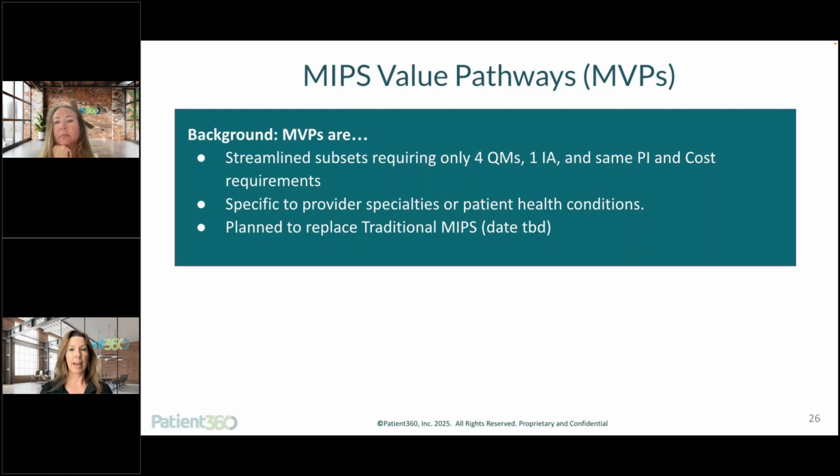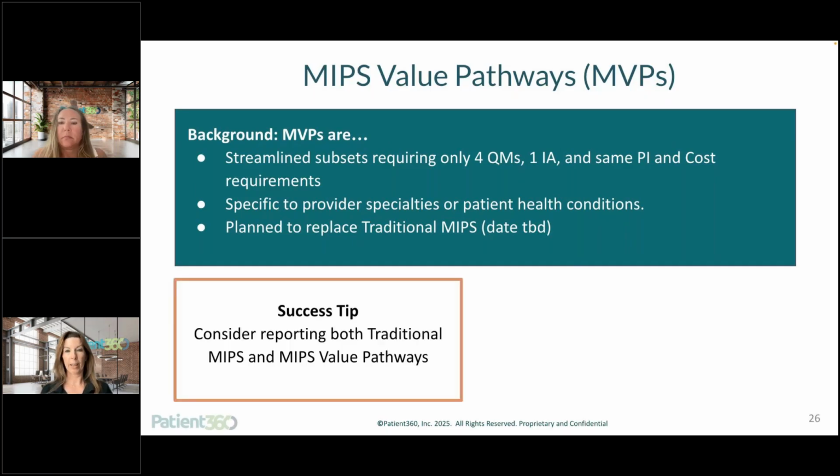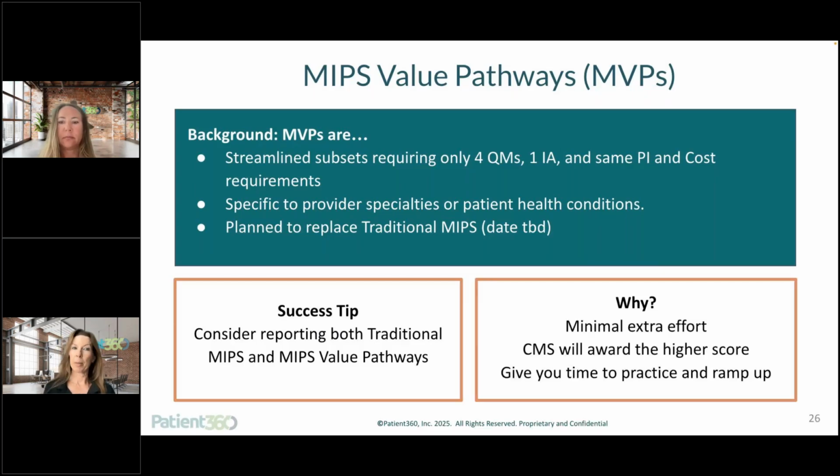We can't say that enough, so we want to offer a success tip to you with a reminder that traditional MIPS is going away. They don't have a specific date. We've heard maybe 2029, but they have not set a date. We urge you to consider reporting both traditional MIPS and MIPS value pathways. Why? It's minimal extra effort to you, and CMS is going to give you the best of the 2 scores anyway, and it lets you really take advantage of this crucial time to practice and ramp up and be ready to hit the ground running when traditional MIPS goes away.